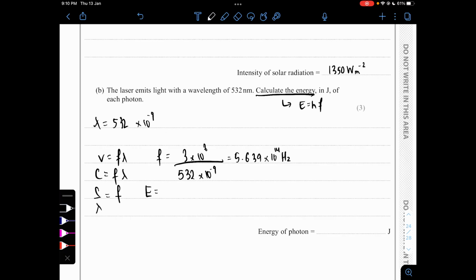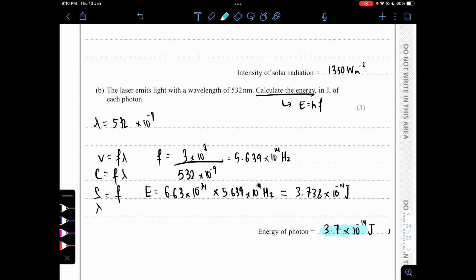So our energy is, so what is h? h is 6.63 times 10 to the power of negative 34 times 5.639 times 10 to the power of 14 hertz. Alright, so when we multiply them together, what do we get? 3.738 times 10 to the power of negative 14 joules, which we can round to 3.7 times 10 to the power of negative 14 joules. The final answer is 3.7.